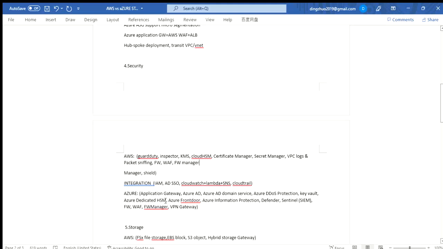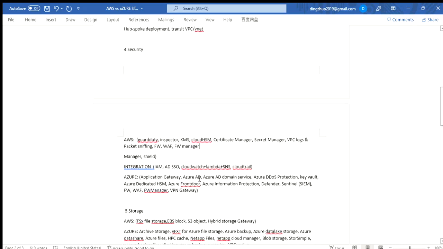Now, on AWS, you also have the security integration such as IAM, AD SSO, CloudWatch, Lambda plus SNS, and also CloudTrail. Let's move on to Azure.